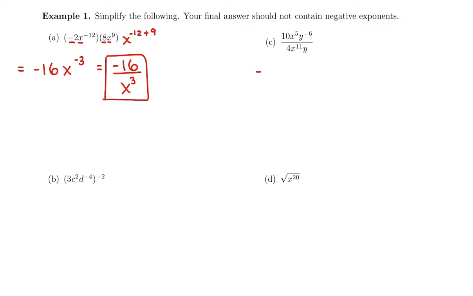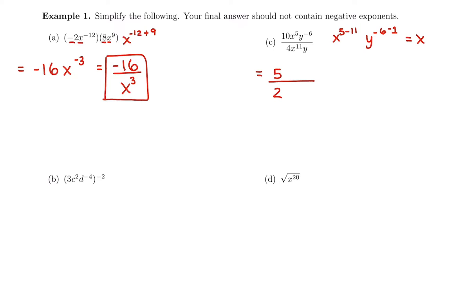So moving over to letter C, I'm going to do some division. First, I'm going to divide numbers. 10 divided by 4. I can plug that into my calculator if I need to and hit math, enter, enter to reduce it. 10 over 4 does reduce to 5 over 2. Next, I'm dividing bases. So instead of using regular division, division of bases means subtracting powers. So I'm going to do 5 minus 11. I'm going to subtract whatever power is in the denominator. And then same thing with y. I have negative 6 in the top. I'm going to subtract the power from the bottom, so I'm going to subtract 1.